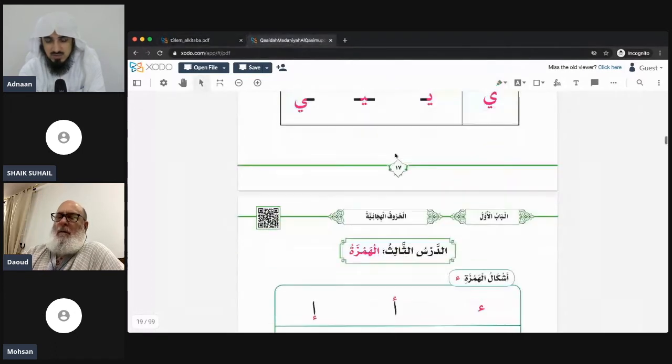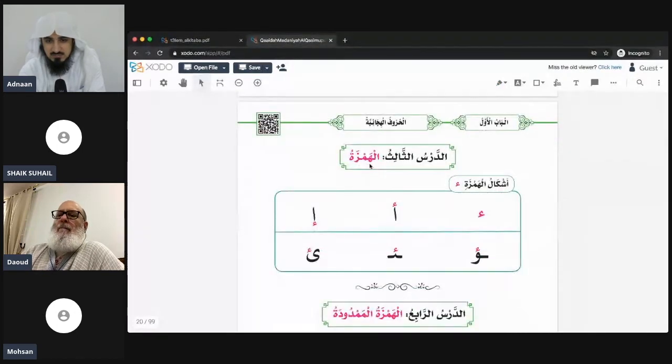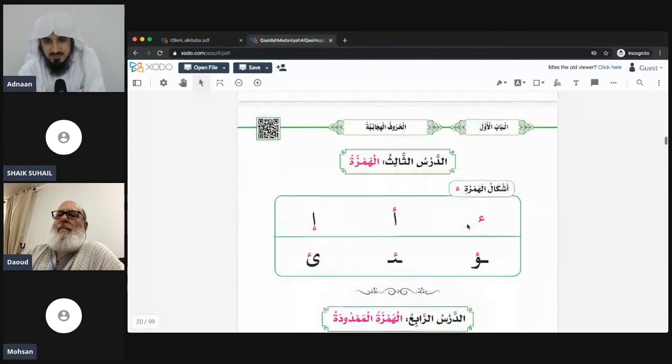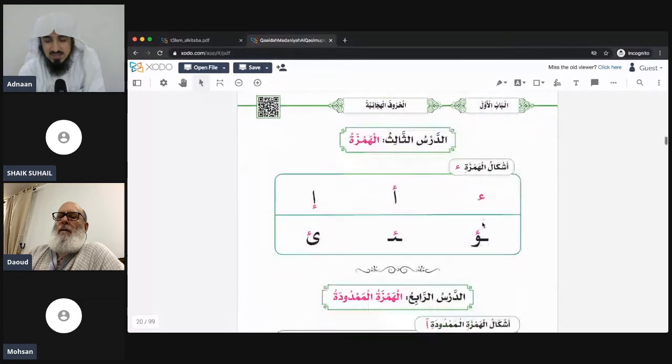So when we come to our new lesson today, it's called Al-Hamzah. So you're looking for this guy here. Anytime you see it, say Hamzah, Al-Hamzah. Can you see it's in red or pink? Yes, Sheikh. Al-Hamzah, or Hamzah, however you'd like to mention it, right?